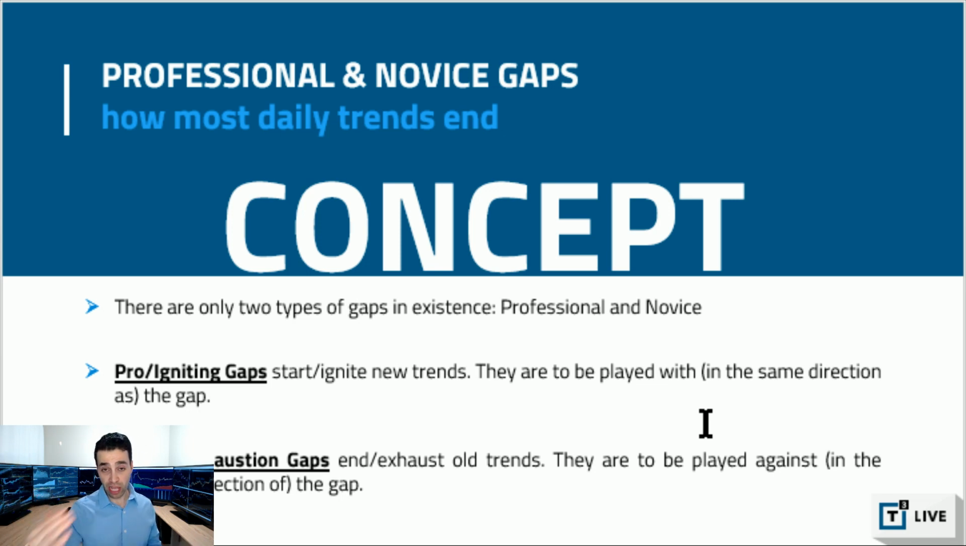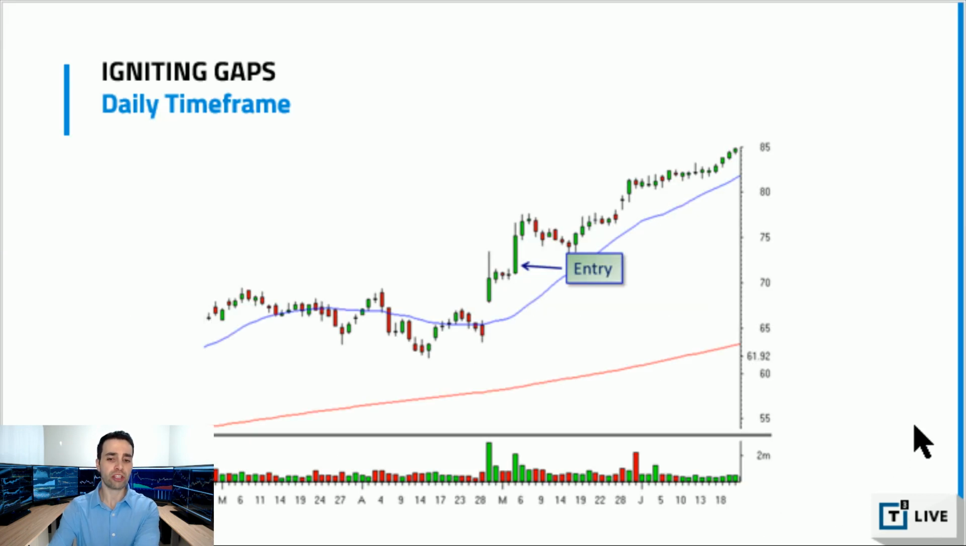And then the other type of gaps are called novice exhaustion gaps, which end or exhaust all trends. They are to be played against, or in the opposite direction of, the gap. So if it's a novice gap up, you would want to play it short. And if it's a novice gap down, you would want to fade it by playing it long. Let me show you some real charts so you know exactly what I'm talking about.